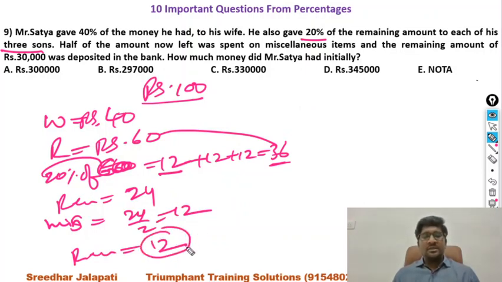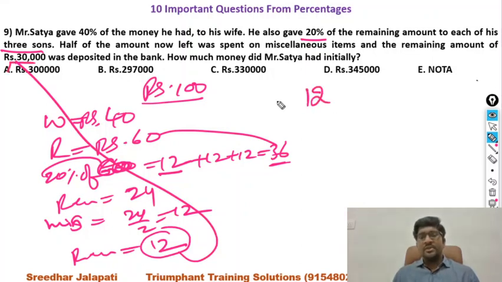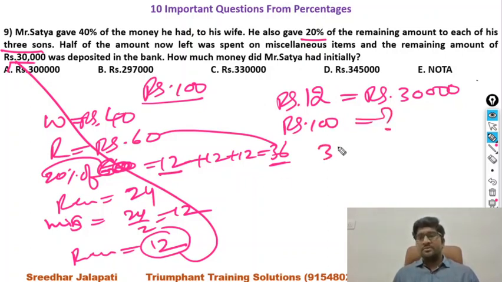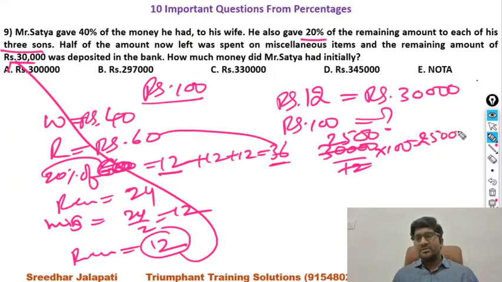But in the question, the money left is given as 30,000 rupees. So my 12 rupees in the question is equal to 30,000 rupees. Then I took his original income as 100. Then this should be equal to how much? So this becomes 30,000 by 12 into 100. You'll be getting 12 2s are 24, 12 5s are 60, so this is going to be 2,50,000. And since it is not there in the options, option E, none of the above, is the answer. It is not given in the options, so the answer is none of the above.